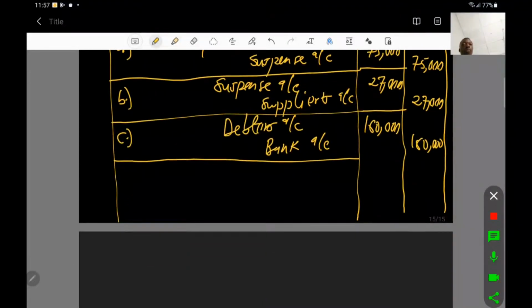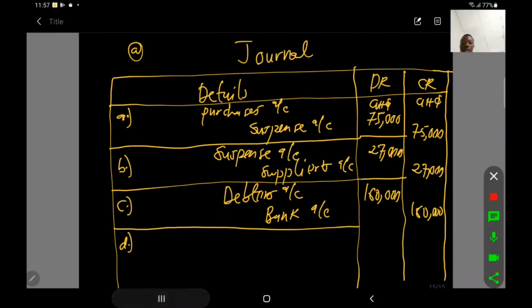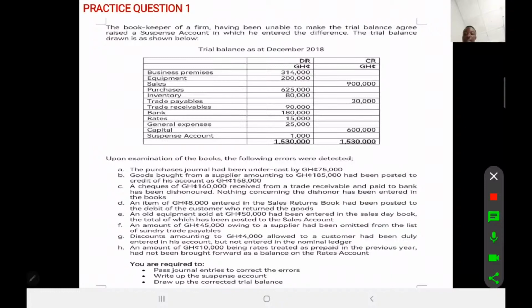So let's move on to transaction D. Transaction D is also saying that an item of 8,000 entered in a sales returns book had been posted to the debit side of the customer account who returned the goods. Let me share my screen so that you see the statement. It says an item of 8,000 entered in a sales returns book had been posted to the debit side of the customer who returned what? The goods. The customer is the one who returned the goods.